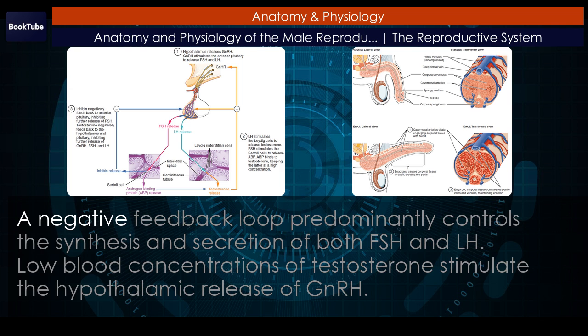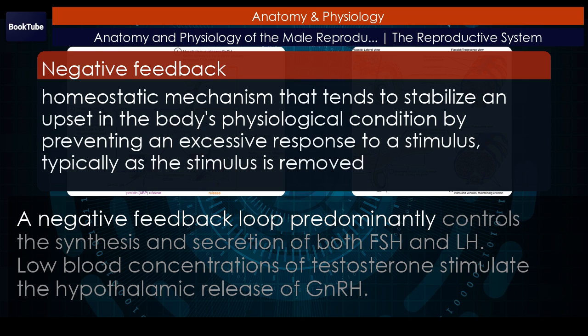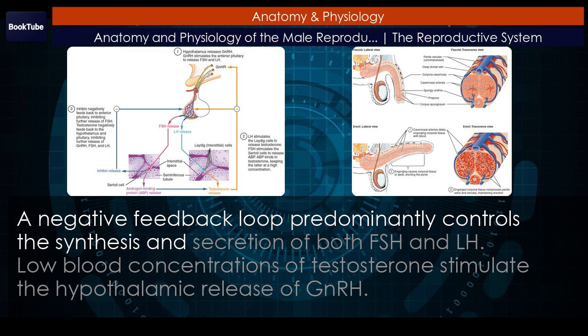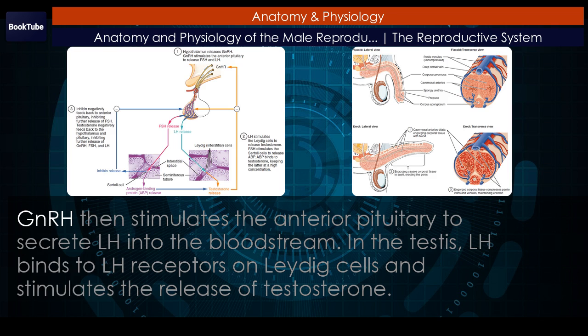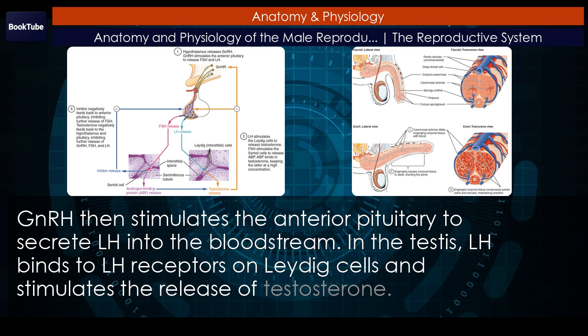A negative feedback loop predominantly controls the synthesis and secretion of both FSH and LH. Low blood concentrations of testosterone stimulate the hypothalamic release of GnRH. GnRH then stimulates the anterior pituitary to secrete LH into the bloodstream. In the testis, LH binds to LH receptors on Leydig cells and stimulates the release of testosterone.